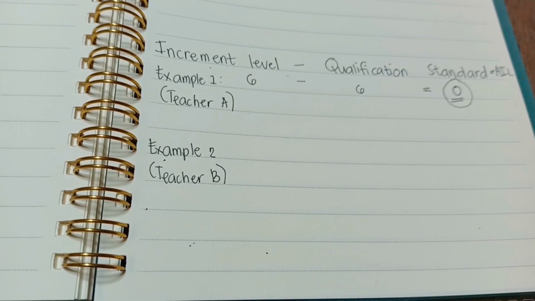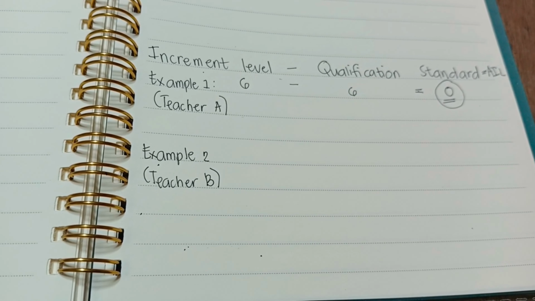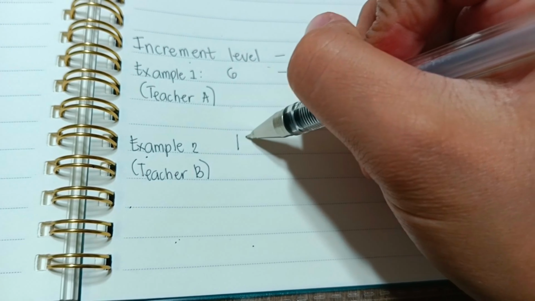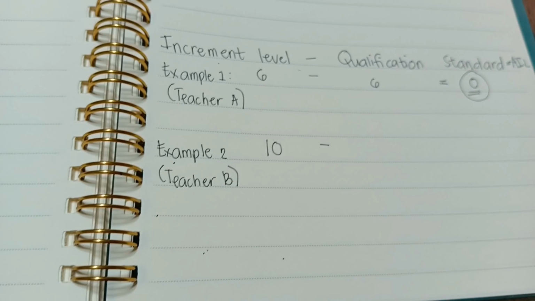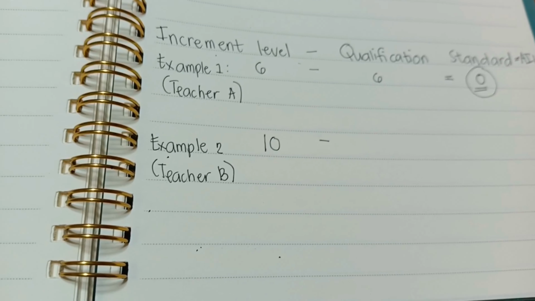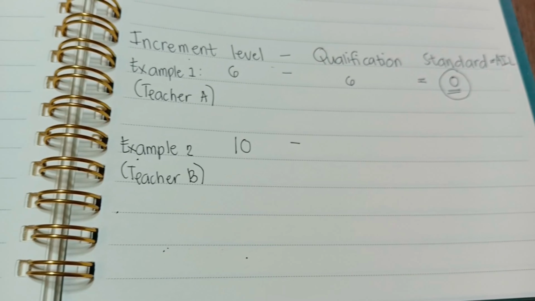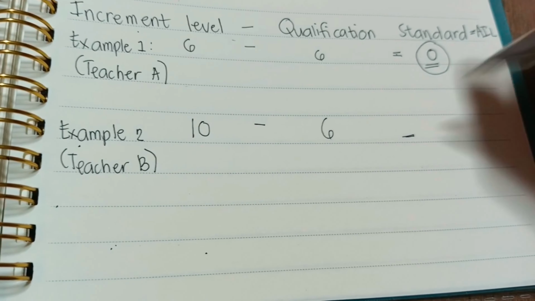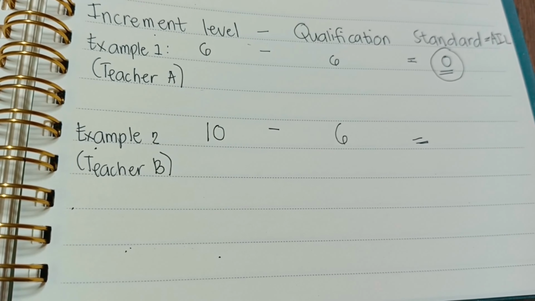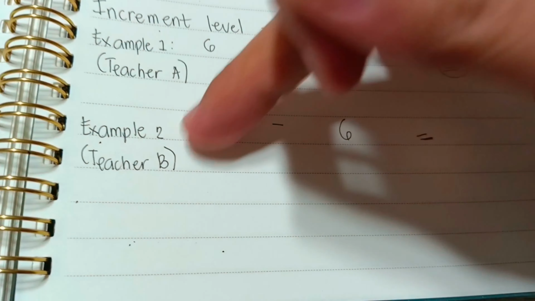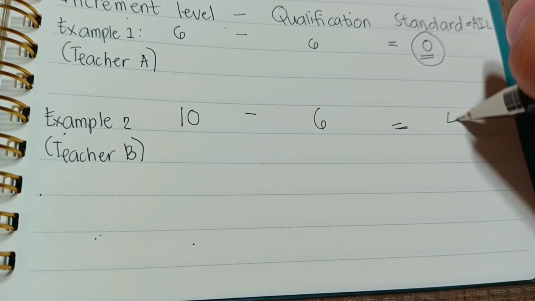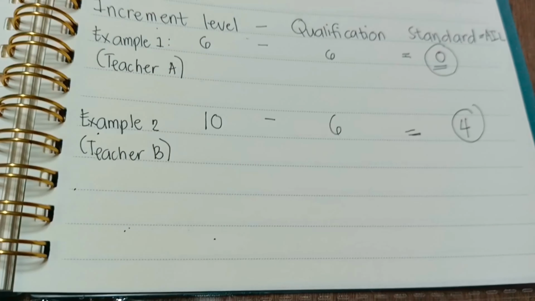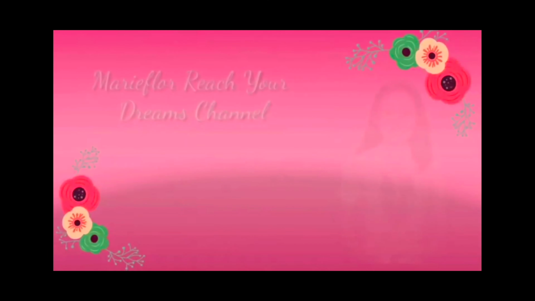Now for teacher B, once again, the level of increment equivalent to his education earned is 10. So that's 10 minus the qualification standard required, which is a bachelor's degree, and that's increment level 6. So the actual increment level would be 10 minus 6 is equal to 4. Take note of this. Now let's go back to the weight allocation.